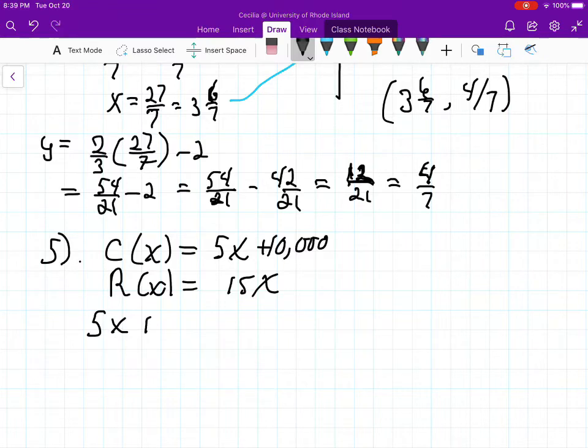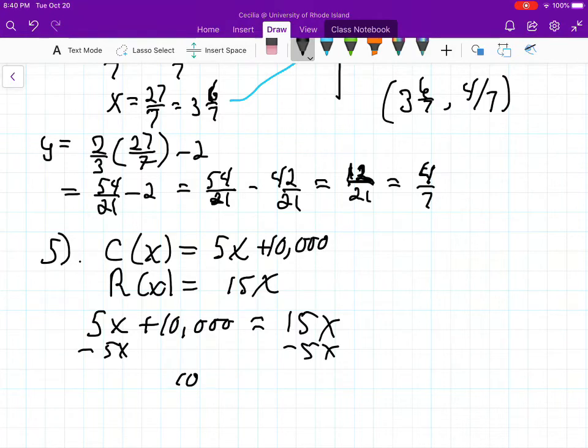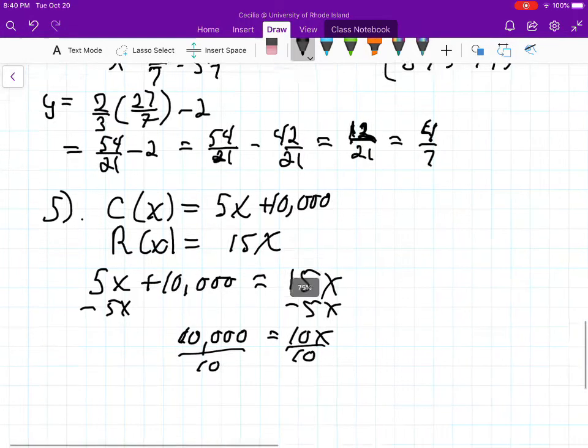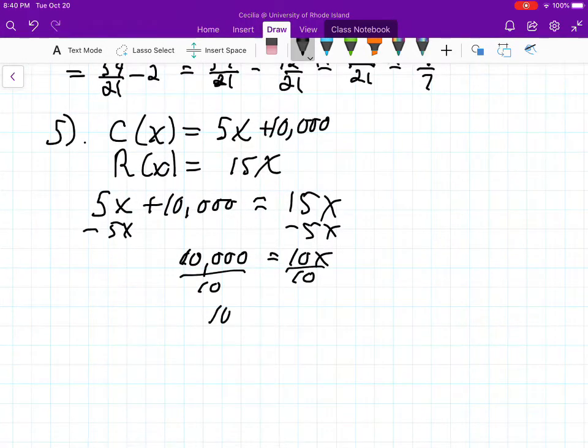So in order to do this, we're going to set these equal to each other. All right, and now we're going to go ahead and solve for x to find this break-even quantity. So we get that 10,000 is equal to 10x, and now we just need to divide both sides by 10, and we'll see that we get that 1,000 is equal to x.